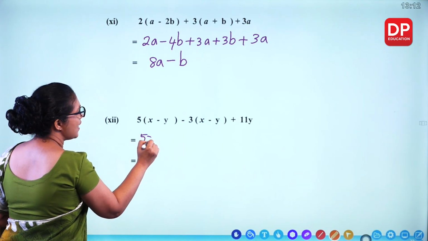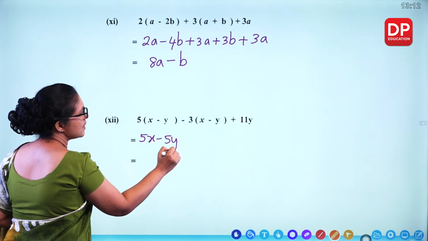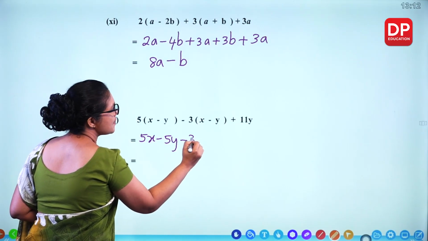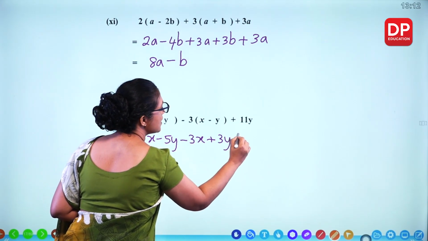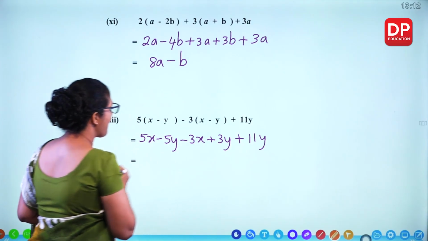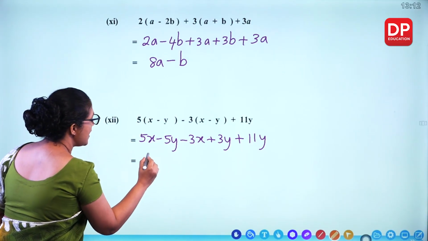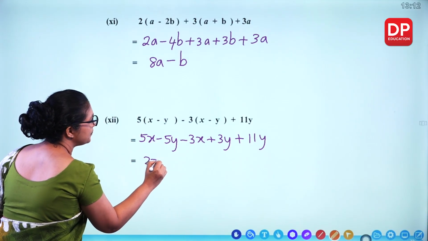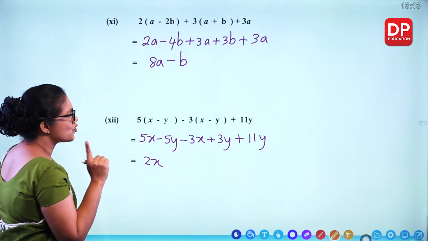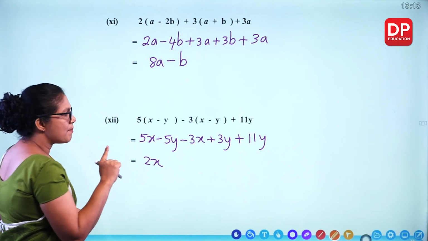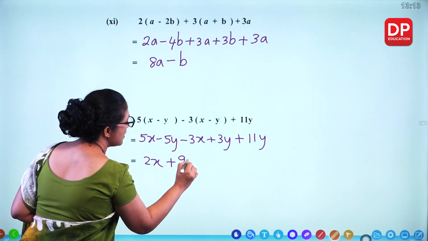This one 5x minus 5y. This one minus 3x plus 3y, minus minus plus, and 11y is there. 5x and minus 3x, 2x. Minus 5 plus 3, minus 2y. 11 minus 2, plus 9y.